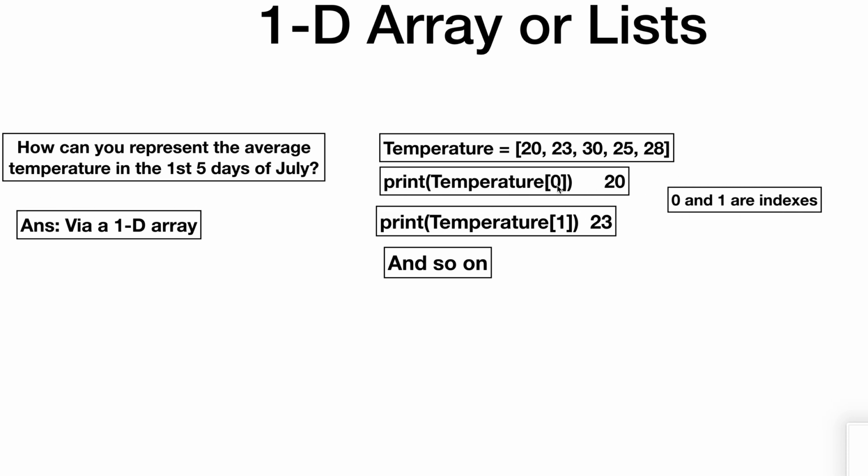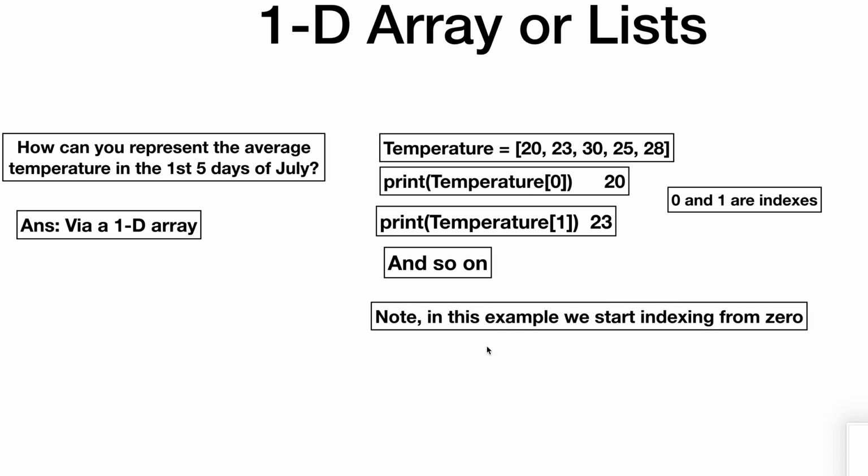Now 0 and 1 are known as indexes. And note in this example, we start indexing from 0. We're referencing Python, and Python is a zero-based language, therefore we start indexing from 0. So this is temperature 0, temperature 1, temperature 2, temperature 3, temperature 4.